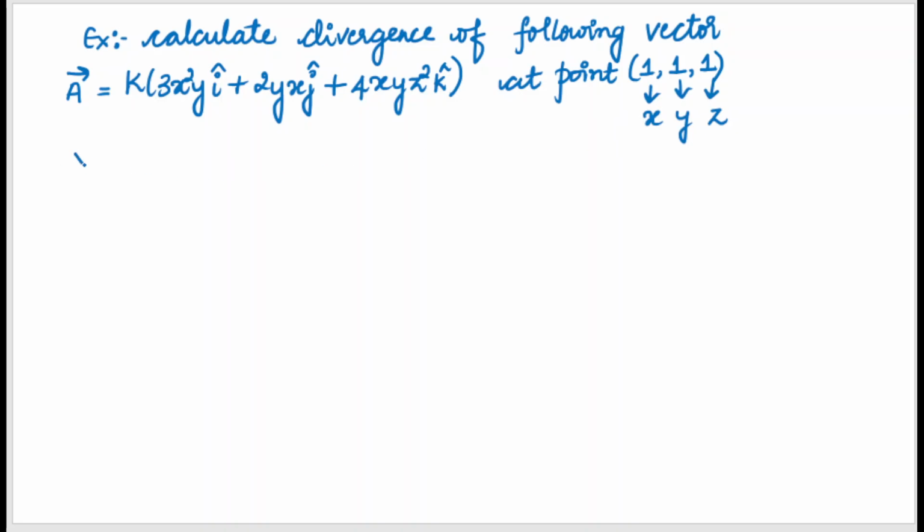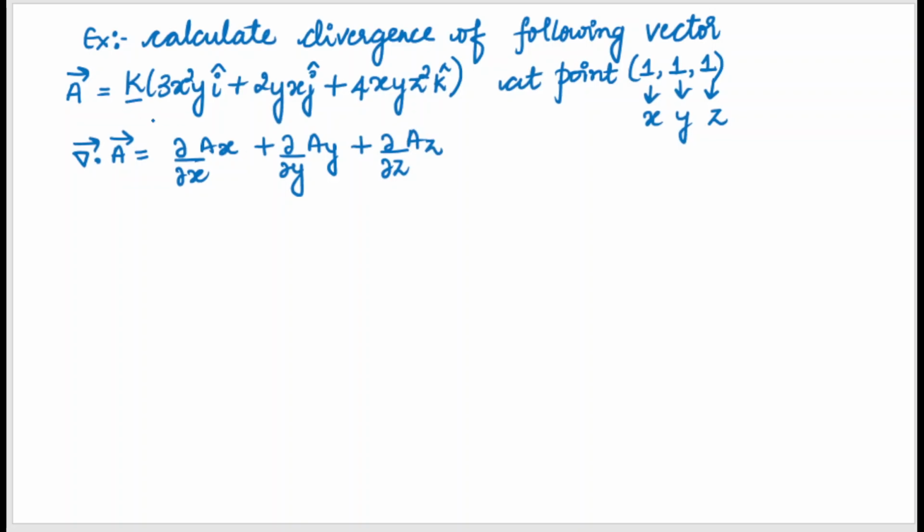Now how do you define the divergence of a vector? The divergence of a vector is dou divided by dou x of ax plus dou divided by dou y of ay plus dou divided by dou z of az. Here I can take k to be common everywhere. For a while I'll leave this k, and in the final answer I will add it.